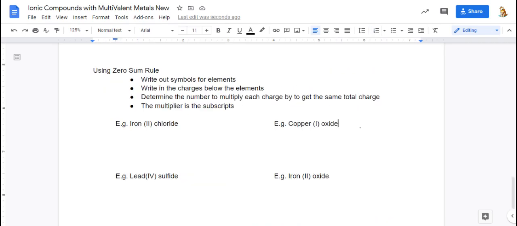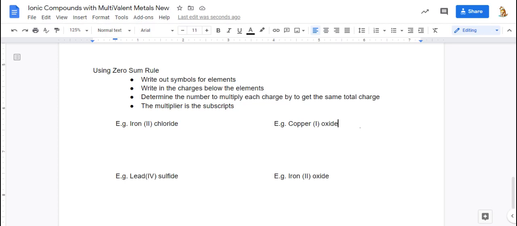And this is, of course, only for ionic compounds. You do not reduce covalent formulas ever. Using the zero-sum rule. Write out the symbols for the elements and write the charges below them. Determine the number to multiply each charge by so that you get the same total positive and negative charges. And then the multiplier becomes your subscripts.